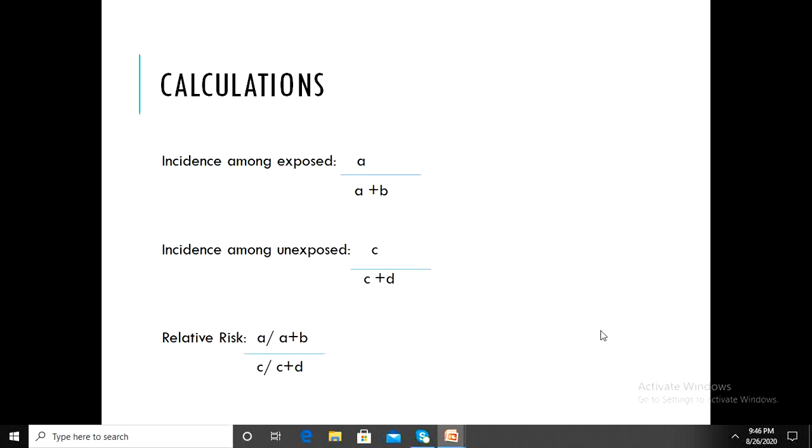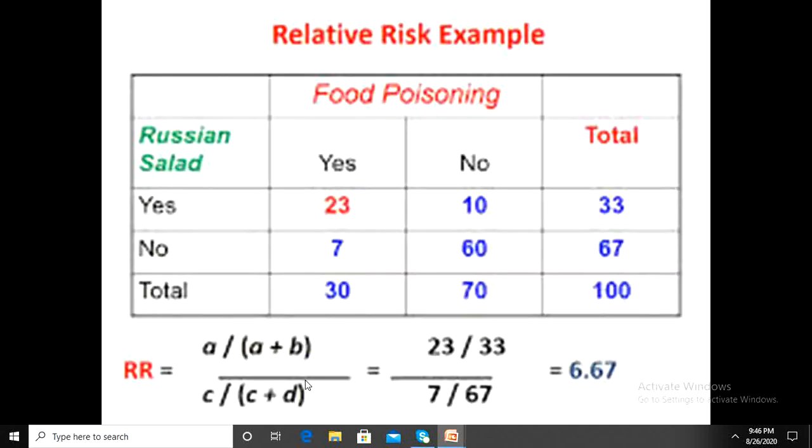And the relative risk is calculated as the incidence among exposed divided by incidence among non-exposed. If the relative risk is more than 1, it means there is an association between the two factors. And if the relative risk is less than 1, it means there is no association or less association between the two factors. So it will tell us about the presence of association and the strength of association.